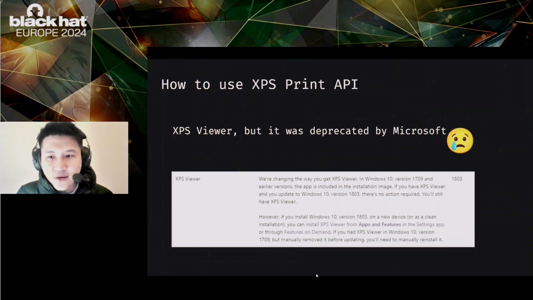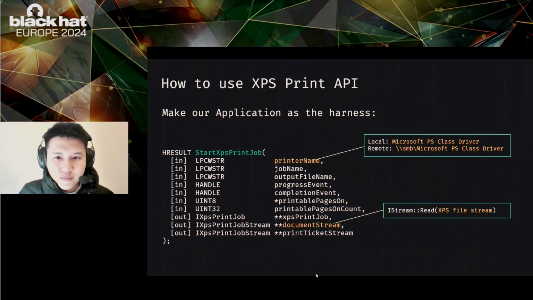In Windows 10, we can use the XPS Viewer, which comes pre-installed in Windows, to open the XPS file and send it to the printer. However, XPS didn't become popular, and Microsoft has removed its support. But we can make our own application to use the XPS print API. The most important function in the XPS print API is StartXpsPrintJob.